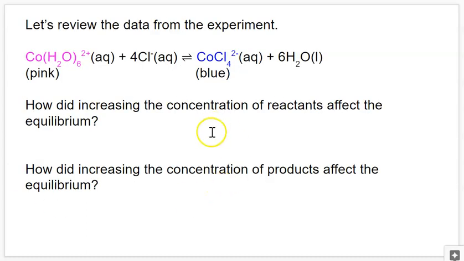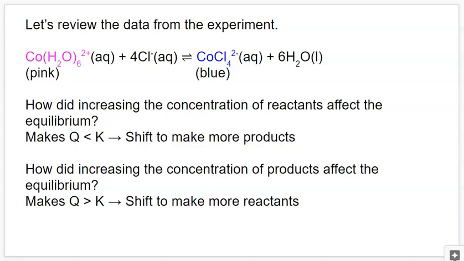So how did increasing the concentration of the reactants affect the equilibrium? Well, when we were changing the concentration of the reactants, we were changing it by adding hydrochloric acid, aka Cl- chloride ions. And it shifted it towards the blue, which meant that adding reactants pushed it towards the product side. And how did increasing the concentration of the products affect the equilibrium? Well, that's the reverse. When we added more water, we were technically adding products, and then that shifted it back towards the pink. And the reasoning for this is based off of something that we've already talked about.